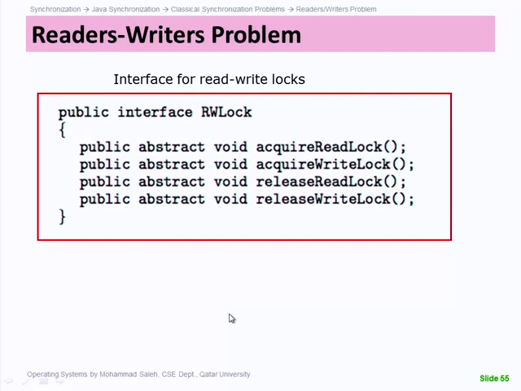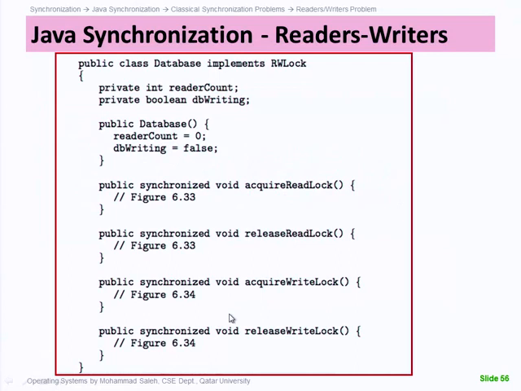So the logic is different, right? The logic is different, the code is different, and for that we have different blocks for acquiring and releasing readers and writers. Now let's look at the code for these.